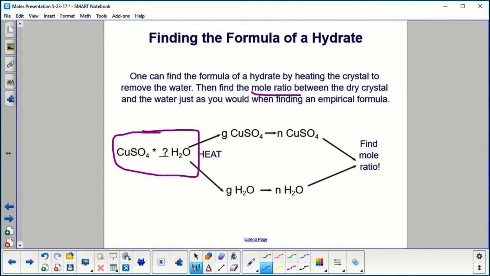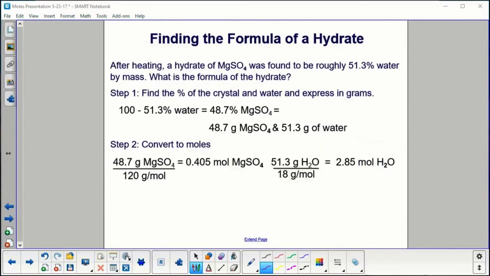So it heats up. We get a certain amount of grams of copper sulfate, which we're going to turn into a molar number, and we'll do the same thing with the water. So we need some very precise measuring here. And then we find the mole ratio, just like we did for the empirical formulas. So we're using the empirical formula process again, and we're going to do it another way, a little more shorthand.